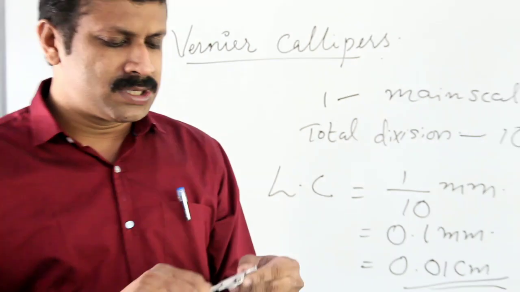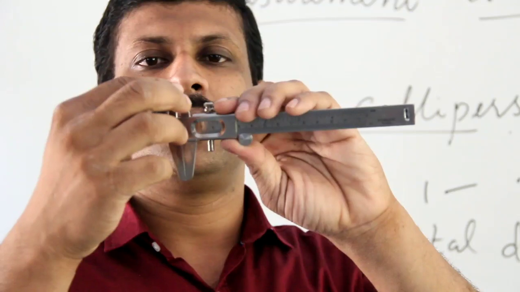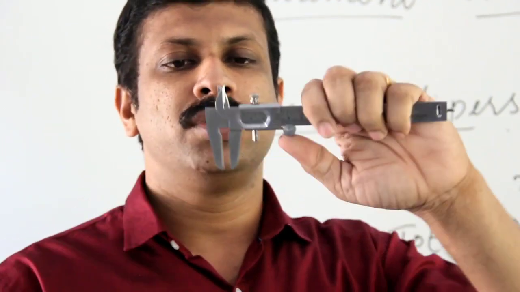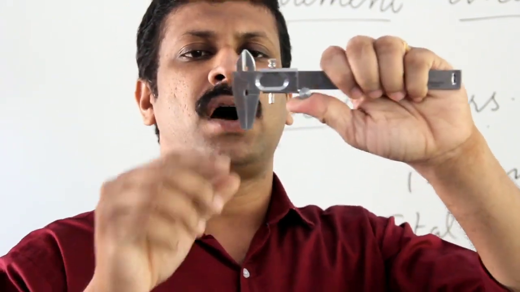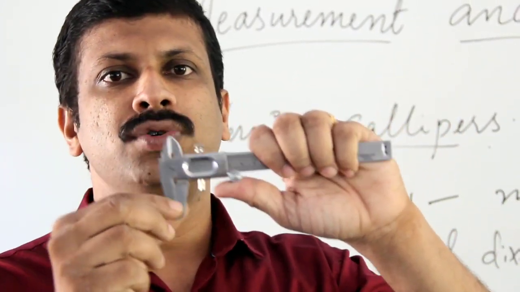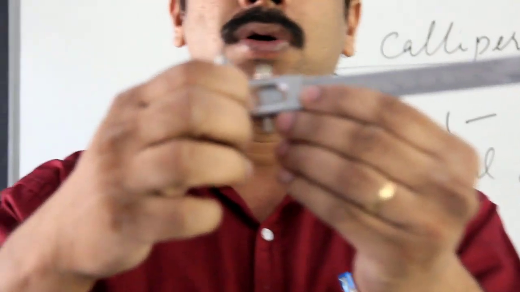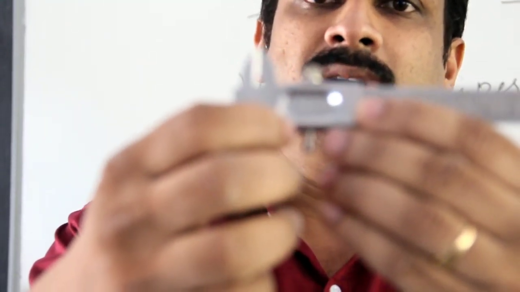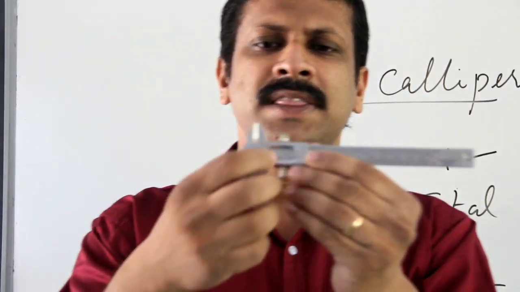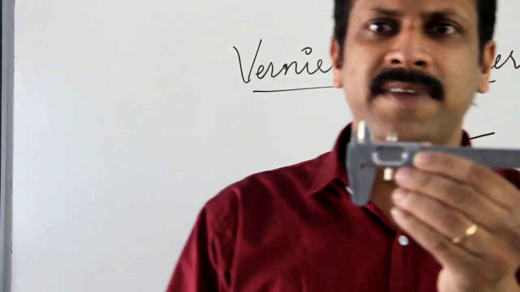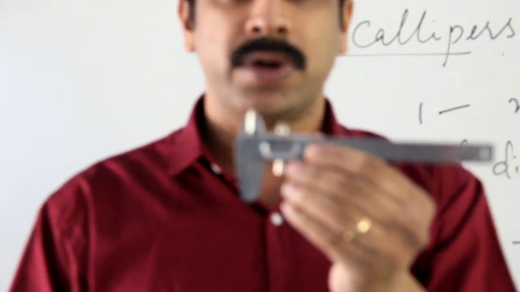So we will discuss zero error. Already we told that there are two jaws, inner and outer jaws, and the outer jaw is movable, and the inner jaw also is movable. When the two jaws are in contact, you see that the main scale 0 as well as the first division of the vernier scale will coincide. If it is not coinciding, it is considered to have a zero error.